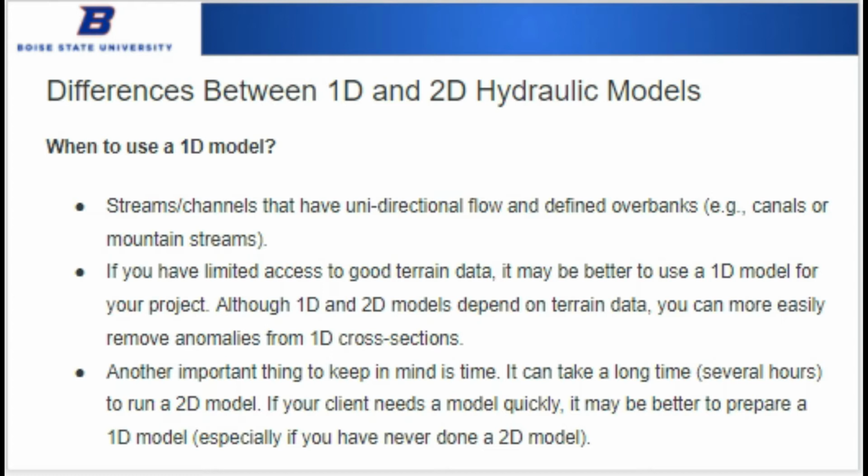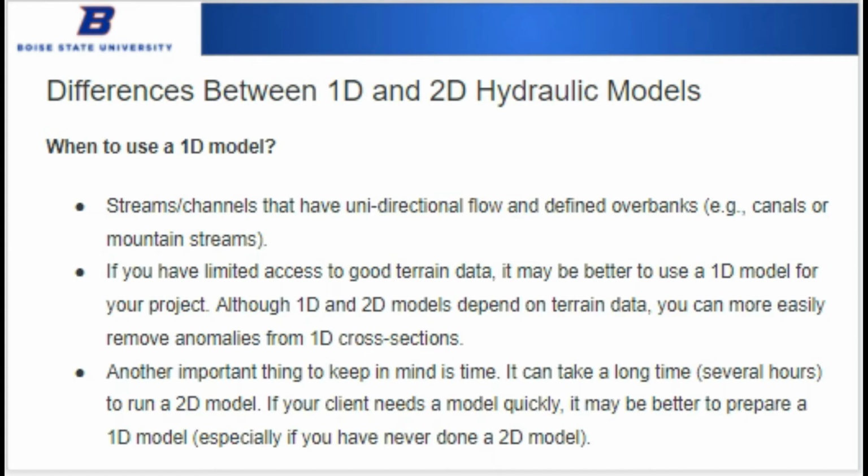We also could output data if we don't have great terrain data. We don't have LiDAR flights or drone flights in this area. It's remote. We could use a 1D model for an approximation. And then lastly, if streams or channels have unidirectional flow, where they flow maybe north to south or east to west, they have defined overbanks, so canals, mountain streams. These are all options where you could use a 1D model and it would have good approximations based on previous research.